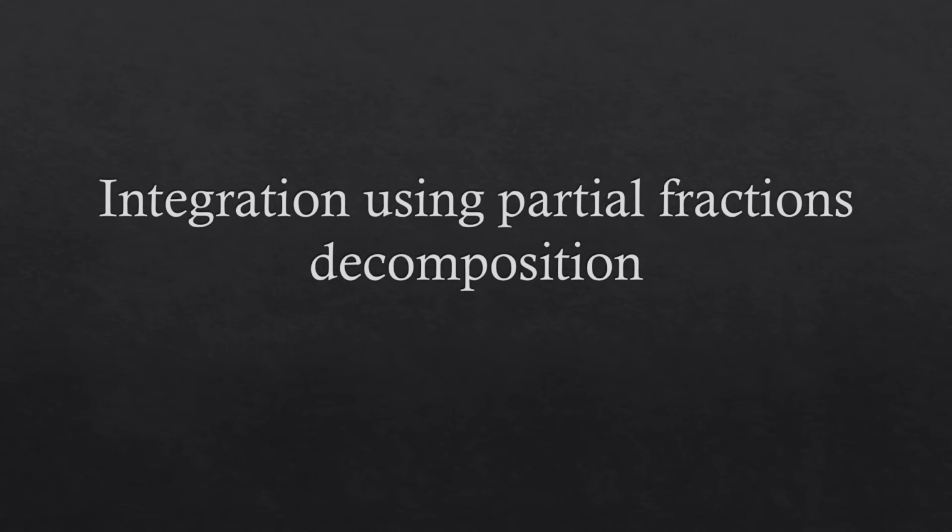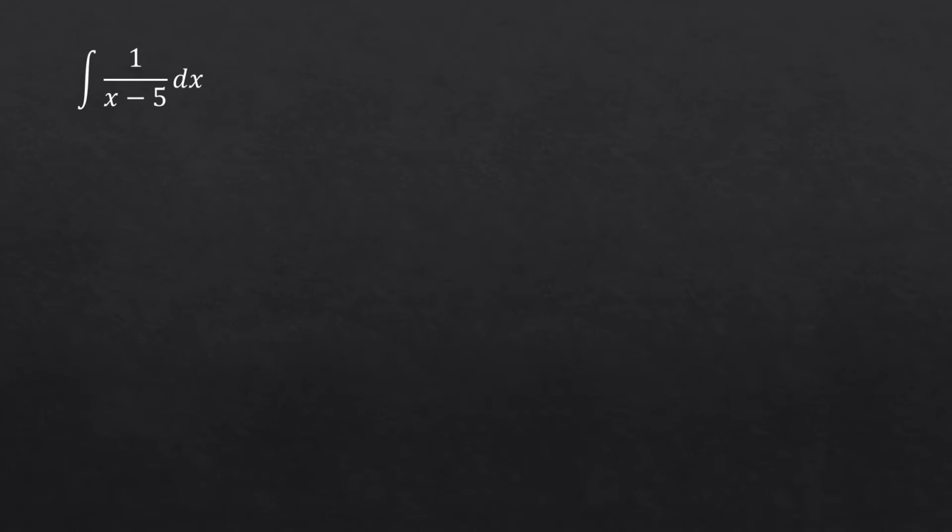Hello everyone. In this video, I am going to discuss how we can integrate using partial fractions decomposition. So we will first look at this particular case. Here we have got the variable in the denominator and we know we can apply the formula: the integral of 1 over x dx is equal to ln of mod x plus c. So I'm going to apply the same formula directly over here. So we will get ln of mod x minus 5 plus c.